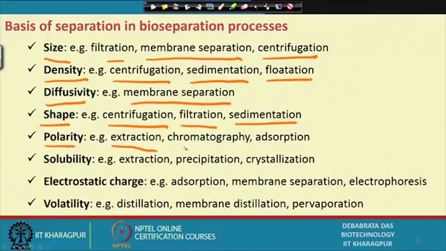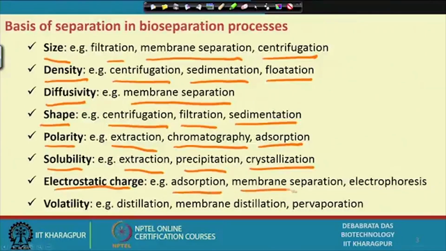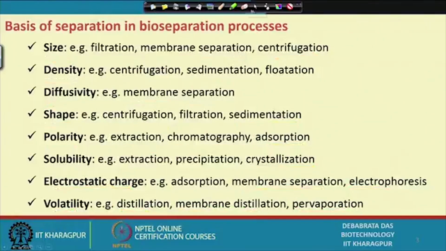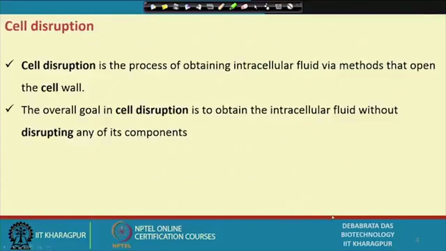For polarity, we have extraction, chromatography and adsorption. For solubility, we have extraction, precipitation, crystallization. For electrostatic charge, we have adsorption, membrane separation and electrophoresis. And for volatility, we have distillation, membrane distillation and vaporization. So these are the different processes that are involved.